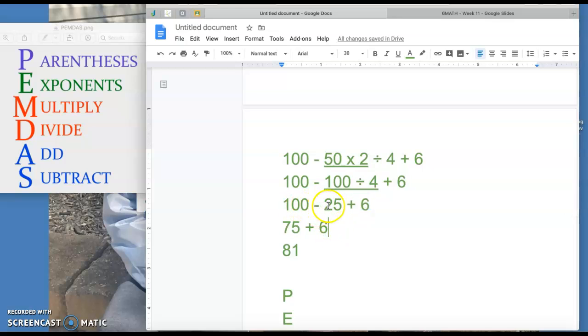Next, I have 100 minus 25 plus 6, adding and subtracting. But remember, when you have both, you work from left to right. So since I'm working from left to right, I'm going to underline that. 100 minus 25 is 75. Bring down anything that's not underlined right here. And now 75 plus 6 is 81, and I have my final answer.